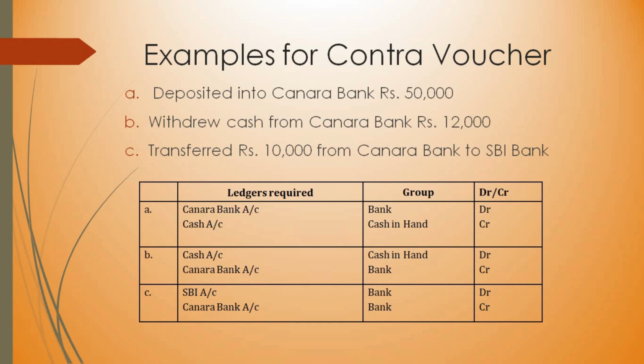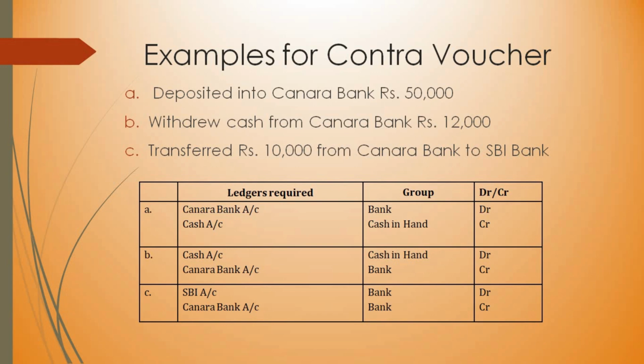The next statement, transferred rupees 10,000 from Canara Bank to SBI Bank. Here the two ledger accounts are Canara Bank and SBI Bank. Both come under personal account. Debit the receiver, credit the giver. In this transaction, we know that SBI is the receiver, so it comes under debit, and Canara Bank is a giver, so you put it on the credit side.